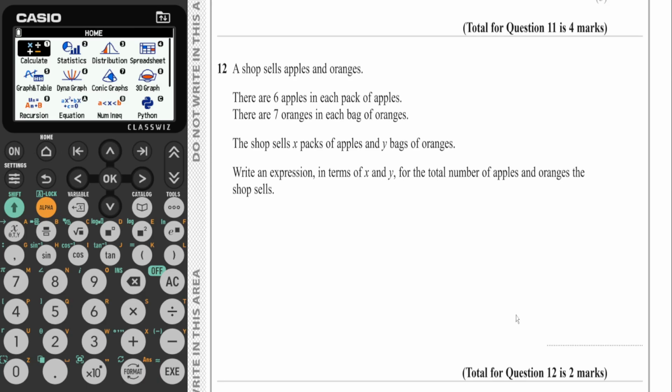So if we've got X packs and we've got 6 apples in each pack, for apples we would have 6X in total. And if we've got 7 oranges in each bag and we've got Y bags, that means we've got 7Y oranges in total. So for the total number of apples and oranges, we've got 6X plus 7Y.